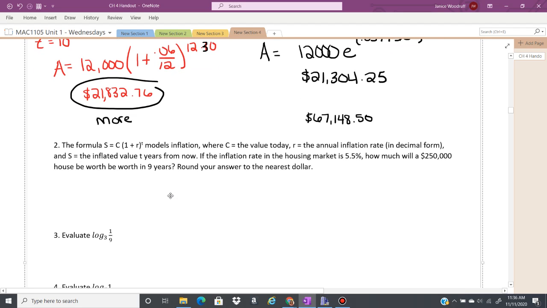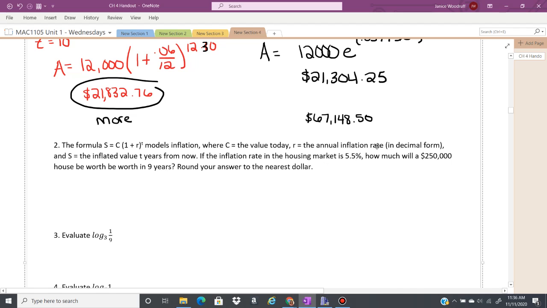Let's take a look at number 2. So you have a formula. This is just an exponential formula asking you to plug these in. Very similar to the compounding interest formula, except it does not have an n, and that just means it compounds once a year, so the n is going to be 1 there. This models inflation, where C is the value today, R is the annual inflation rate as a decimal, and S is the inflated value T years from now.